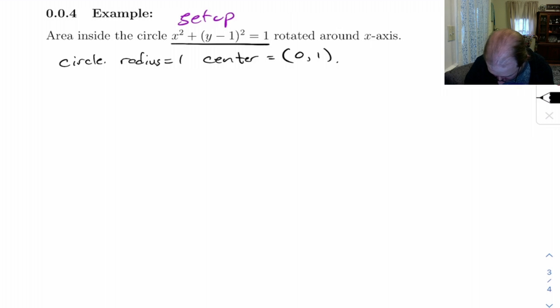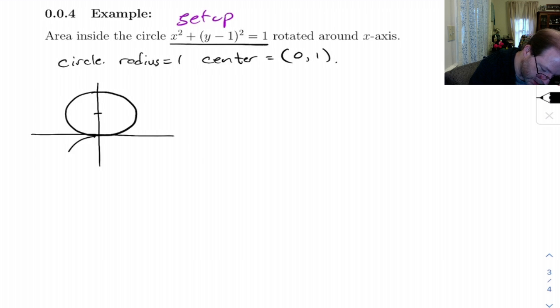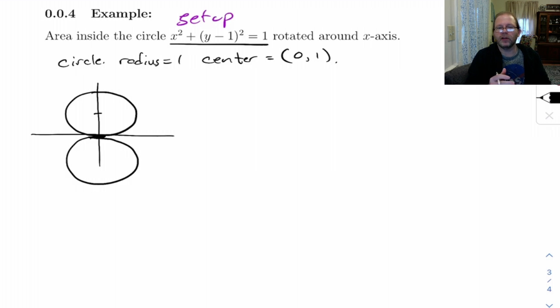So we've got this circle, and we're going to rotate it around the x-axis. So (0, 1), we're going to take this and rotate that around the axis. And that's going to give us, this will be the bottom side. So it's almost like a donut, except it doesn't quite have a hole in the middle, because it touches right there.